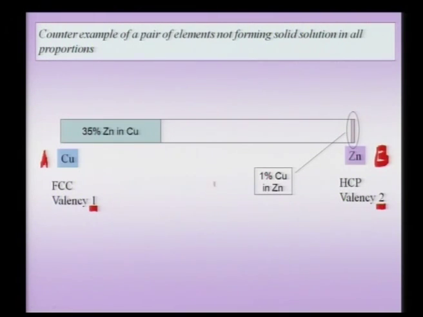That means asymmetry with respect to the 50-50% composition. The element with higher valency, zinc, dissolves much more in copper, about 35%, and the element with lower valency, copper, dissolves very little in zinc.